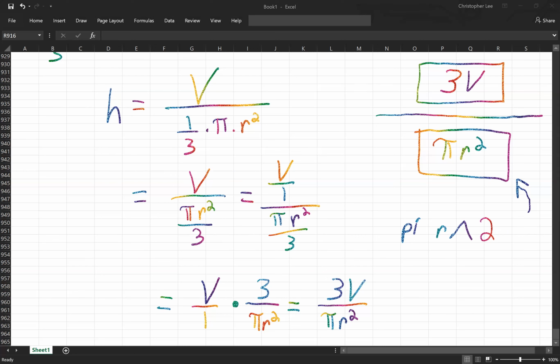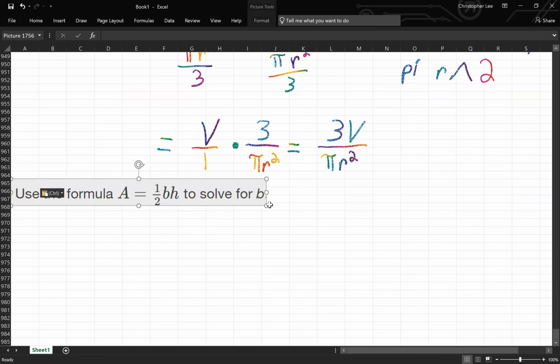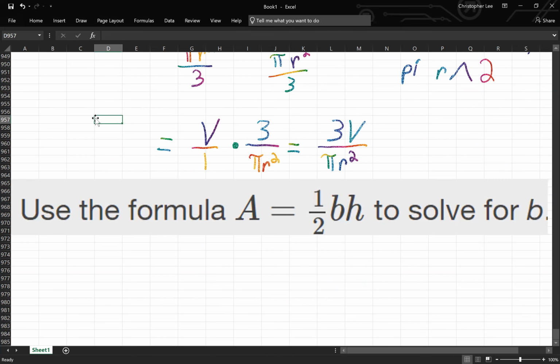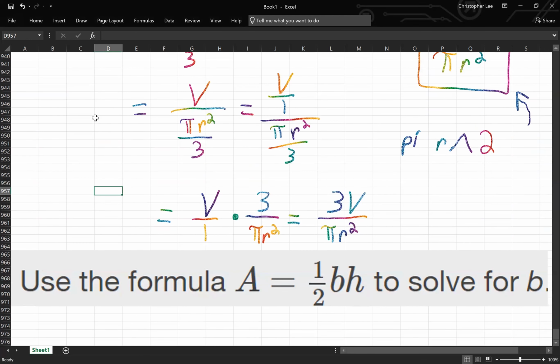Let me give you guys a question to try. I'm going to keep it simple. Nothing overly complicated. Your homework is simple as well. So we have A is equal to 1/2 B times H, and you want to solve for B. Very simply, you want to solve for B.